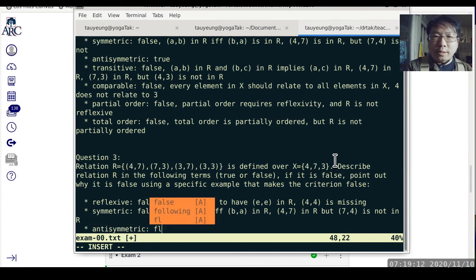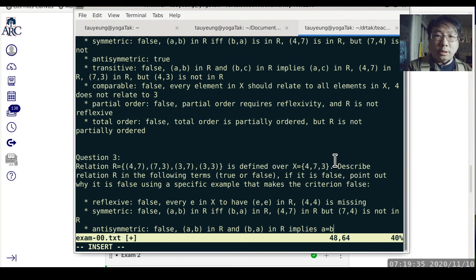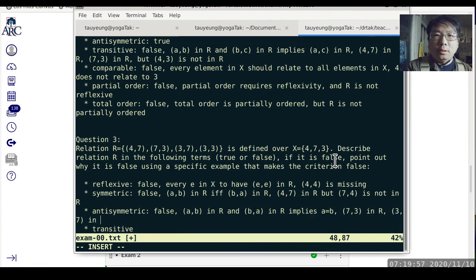Okay, and now we get to antisymmetric. And this one is not antisymmetric. This is false, because in order for something to be antisymmetric, we basically say AB in R and BA in R implies A equals B. That's the definition of antisymmetric. Any way you can arrange A and B, A is an element of X, B is an element of X, this statement has to be true. So in this case, we can see that 7, 3 is in R, 3, 7 is also in R, but 3 does not equal 7. So that is why it is not antisymmetric.